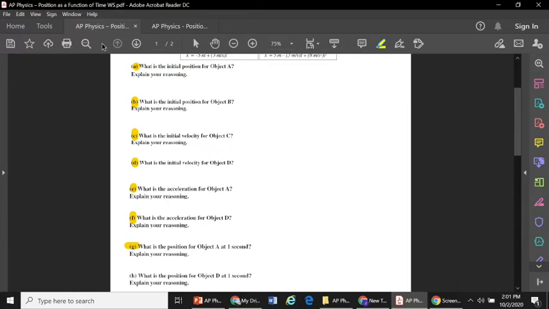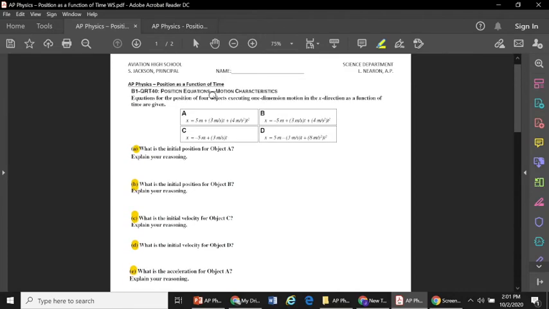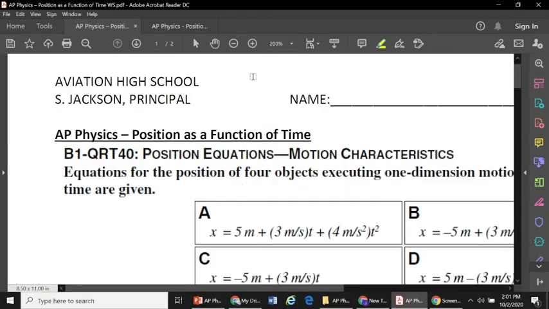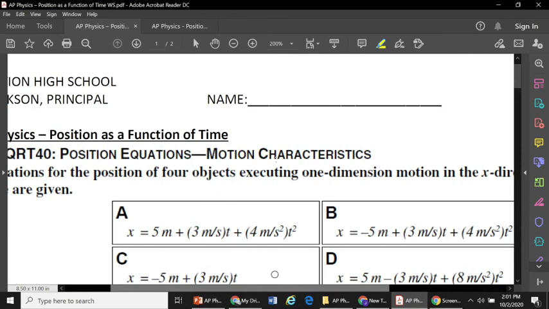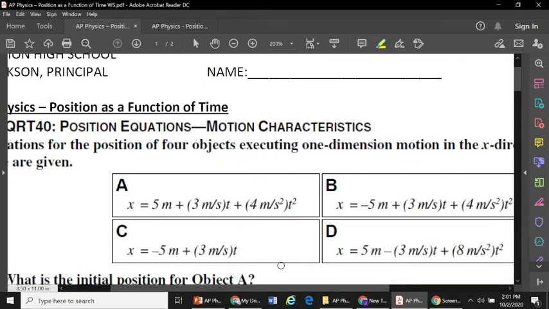Okay, so part G asks, what is the position for object A at 1 second? And here's our function for A. X equals 5 meters plus 3 meters per second plus 4 meters per second squared. And the answer here is that the position is 12 meters.